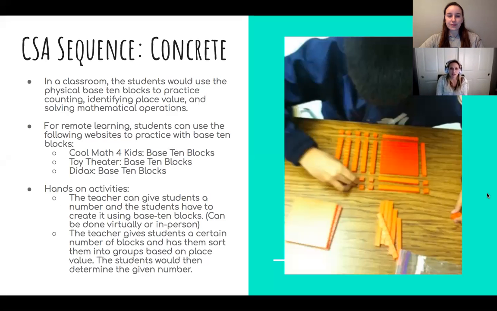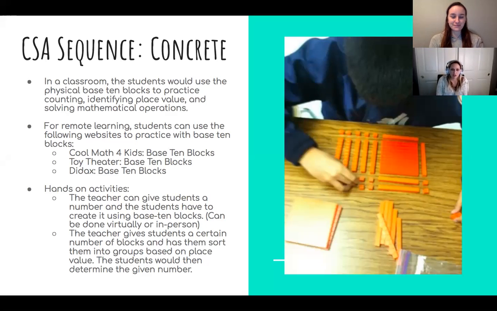The CSA sequence begins with concrete when using base 10 blocks. In a classroom, the students would use the physical base 10 blocks to practice counting, identifying place value, and solving mathematical operations. For remote learning, the students can use the following websites to practice with base 10 blocks, since they probably don't have their own sets of base 10 blocks with them at home. Cool Math for Kids, Toy Theater, and Didax all have virtual base 10 blocks for students to use.